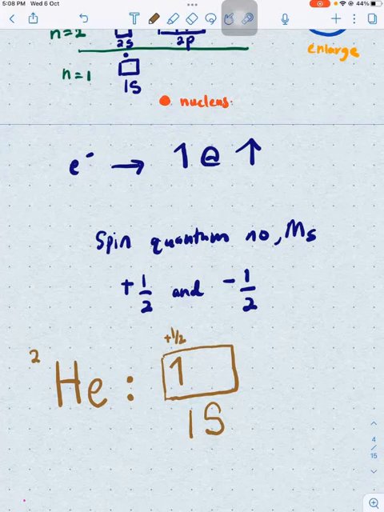Okay, so the second electron yang berada dalam bilik yang sama, it must be in a different spin. Yang mana satu lagi mesti berpusing pada counterclockwise, lawan arah jam. So kita akan letak arrow down. Yang mana ini kita boleh imagine this is negative half. So itu yang bermaksud spin quantum number.